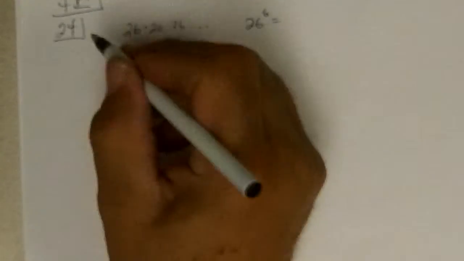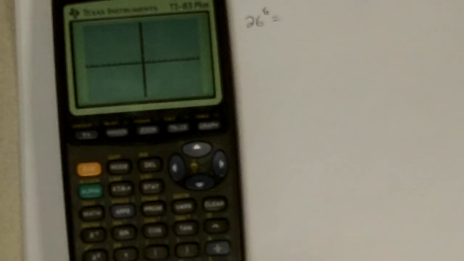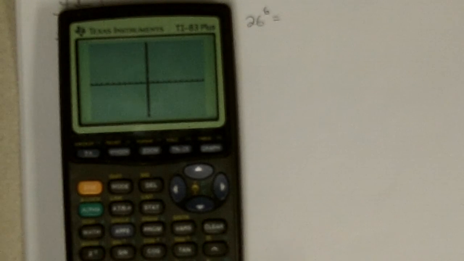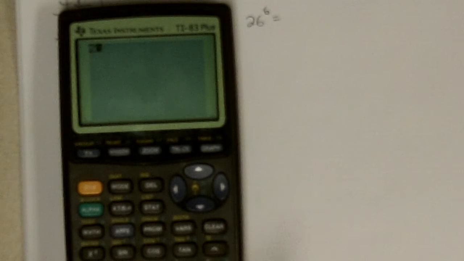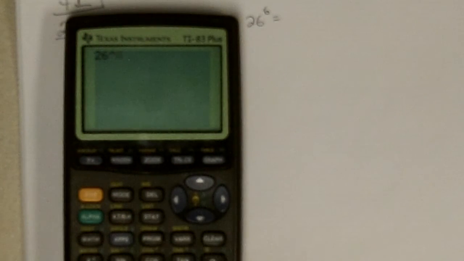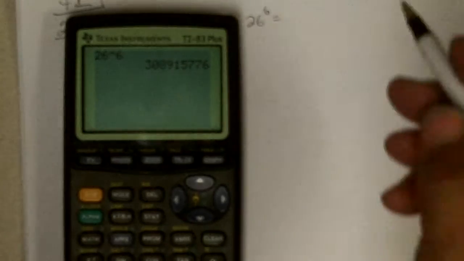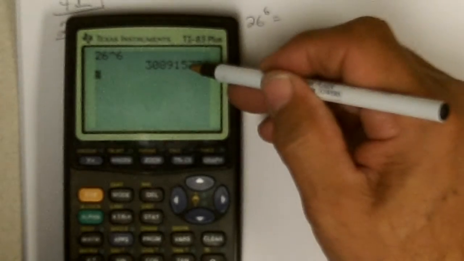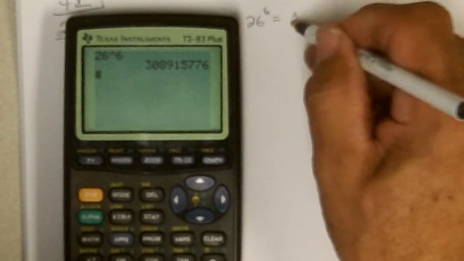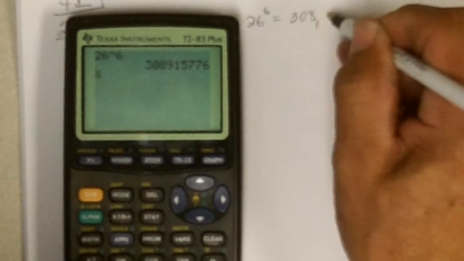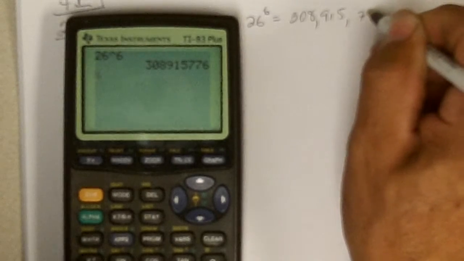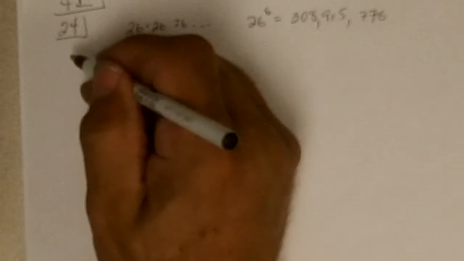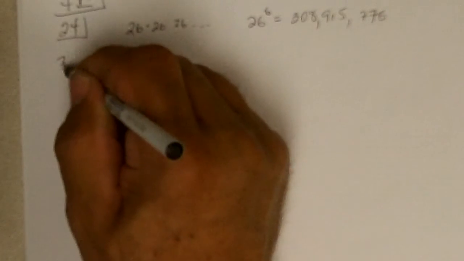And you can figure that out with a calculator. And let's see, I can do that one. I'll show you this one on the calculator just so that you know how to do it. So 26, and that up arrow to the 6th is, oh my goodness, 309 million almost. Okay, that's 24, 30.